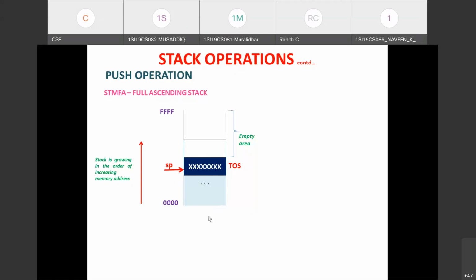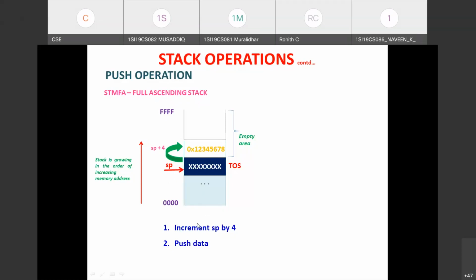Increment before. Yes. We need to first increment the stack pointer by 4. So SP gets incremented by 4. At this location, we need to insert the data, push the data. Hope STMFA is clear. It is full ascending, meaning SP is pointing to the last element inserted. First, SP is to be updated. Will you increment or decrement? That depends on whether you have taken ascending or descending stack. Since we have taken ascending stack, we'll increment the stack pointer by 4 and then the data gets inserted. Okay, so this is about STMFA.